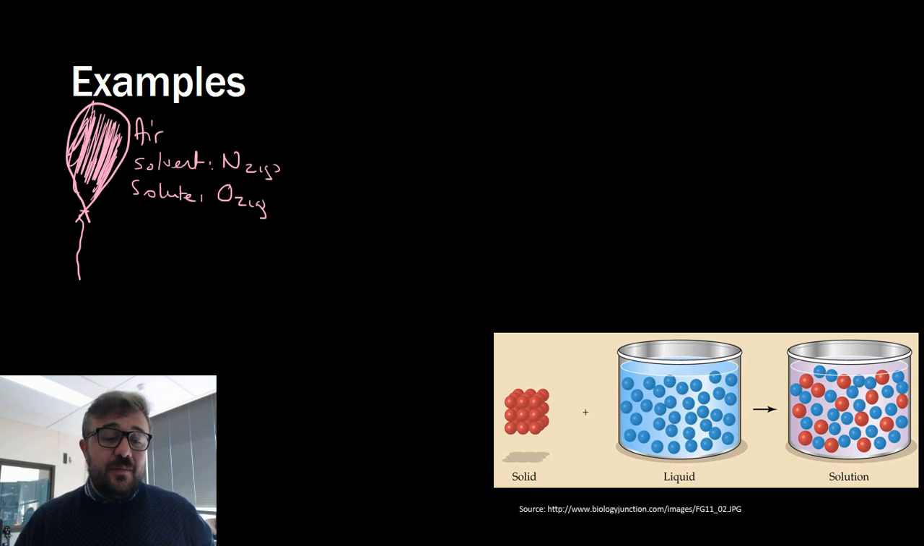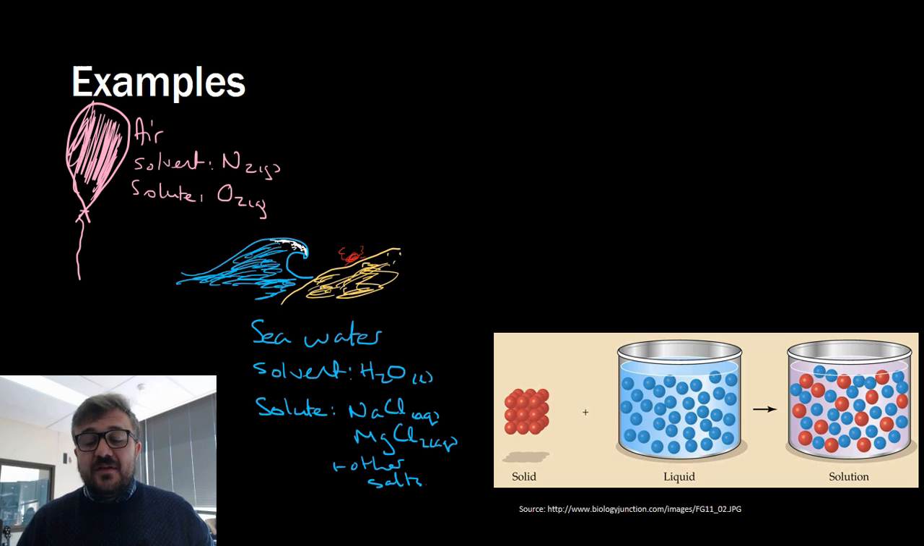So let's have a quick look at some examples. Air. The solvent in air is nitrogen gas. The majority of air is nitrogen gas. The solutes are oxygen, water, carbon dioxide, a whole bunch of other stuff. Seawater. The solvent is water, the major component, but the solutes are lots of other salts like sodium chloride, magnesium chloride, and a bunch of others.